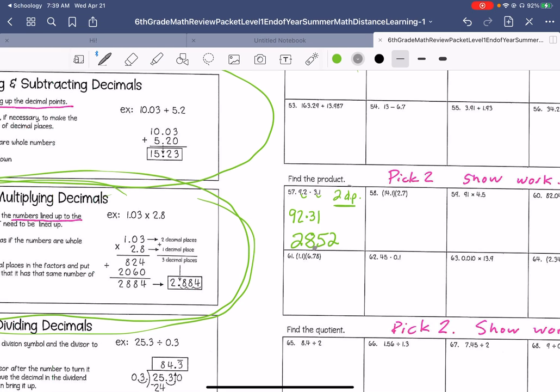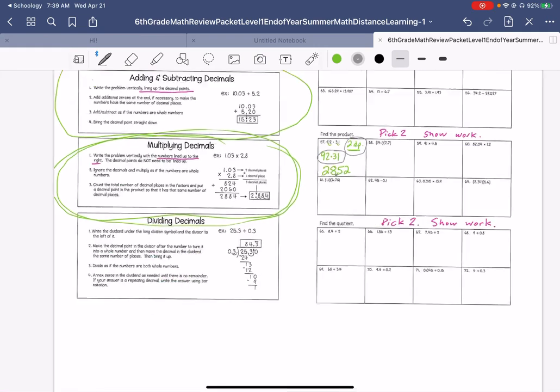So as long as you are able to count the decimal places, then make it 2 whole numbers, you can plug this into a calculator. I'm fine with that. I just do not want you plugging 9.2 times 3.1 into the calculator. I want to make sure you understand the process.